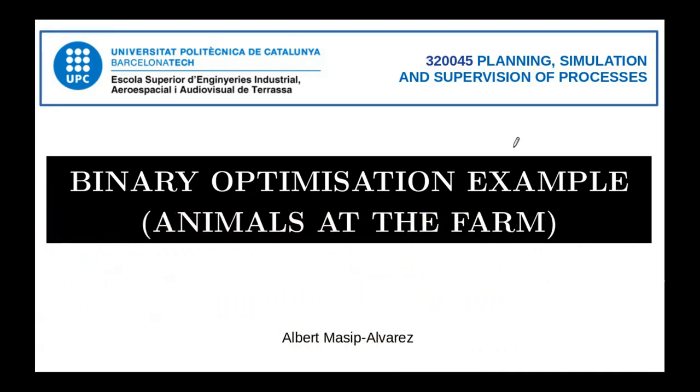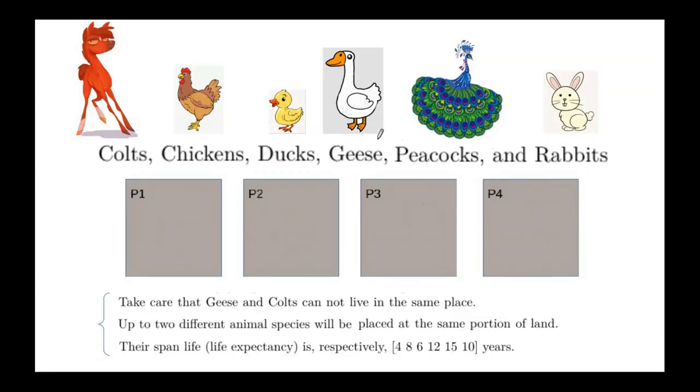Well, this is a binary optimization example, and I have called it the animals at the farm. We need to assign 6 different animal species, cows, chickens, ducks, geese, peacocks, and rabbits, into 4 different portions of land. Under these conditions, these will be the constraints of the problem.